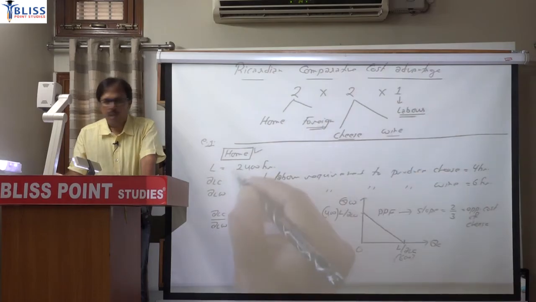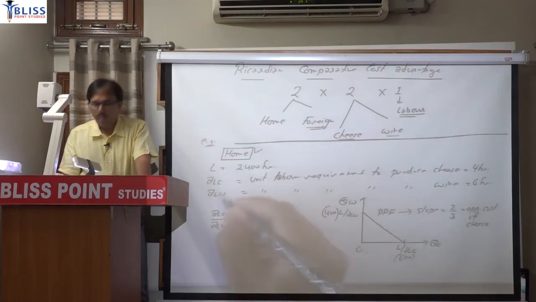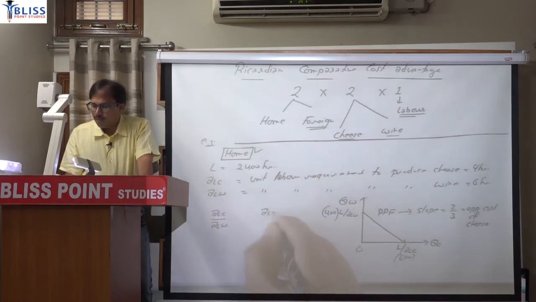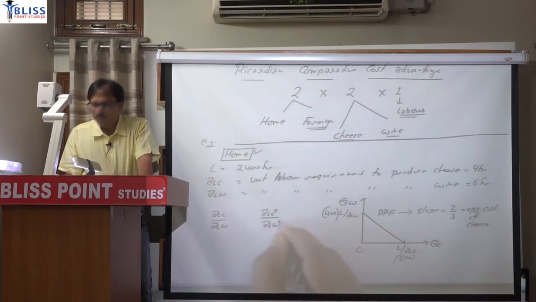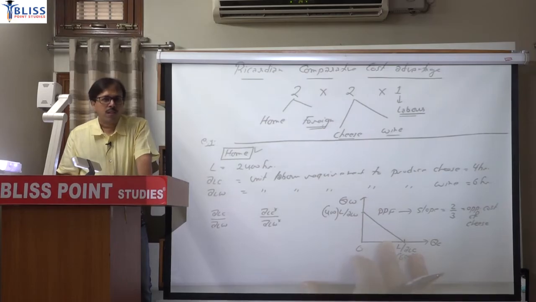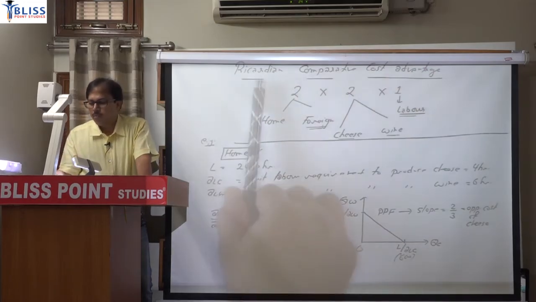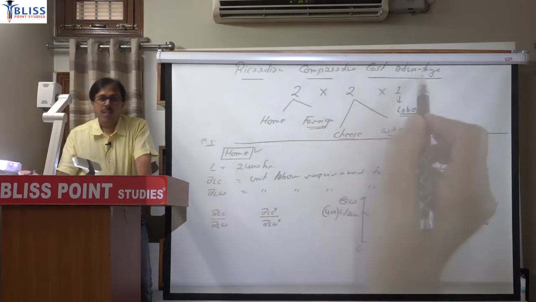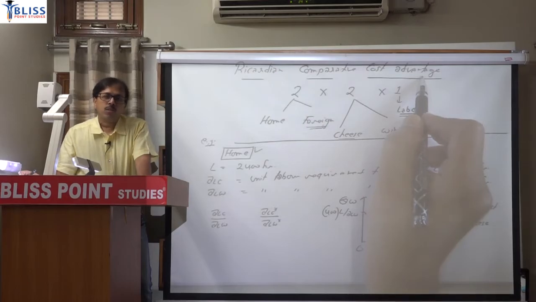For the foreign country also there will be a value of ALC upon ALW. For foreign country you will simply mark it in terms of star. So if I write ALC star upon ALW star, then that number will measure opportunity cost of producing cheese in foreign country. So once we calculate opportunity cost of good in both countries, then this trade model suggests that a country will have cost advantage in that line of production in which opportunity cost is lower.